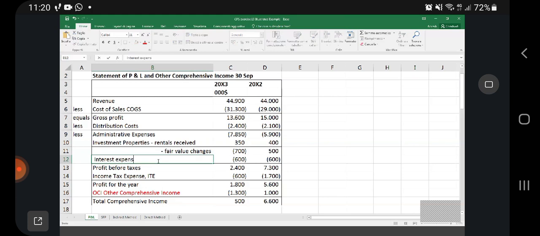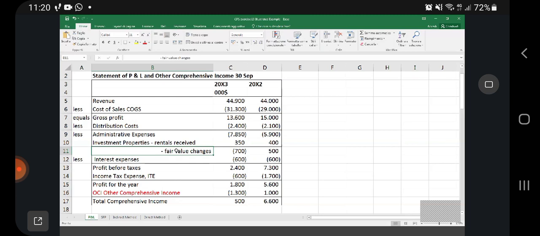Okay? So whenever you hear finance costs, you may very well write there interest expenses. That is a more common term. Profit before taxes, of course we say less every time there is an expense, and we say add or plus every time we have an income.